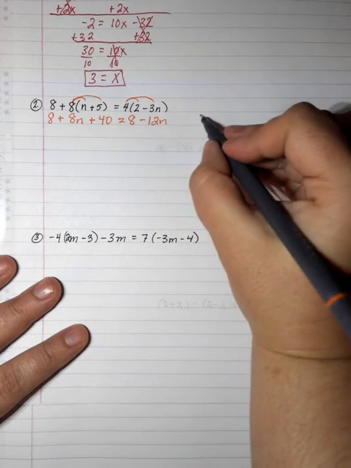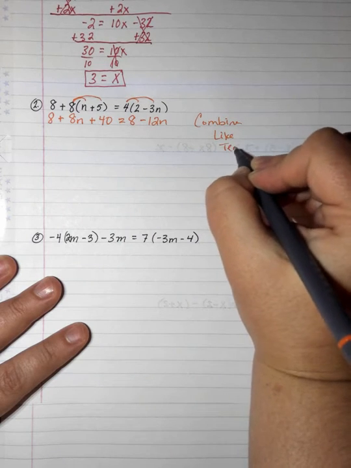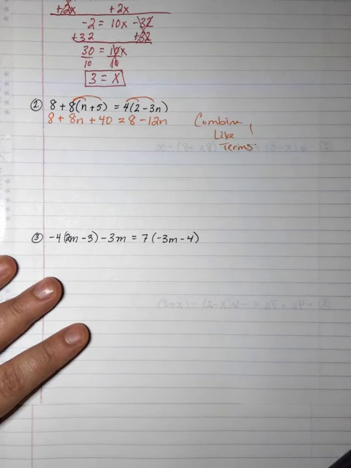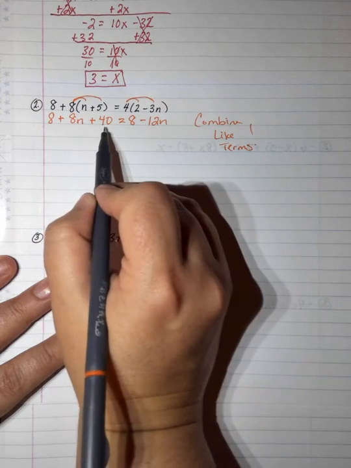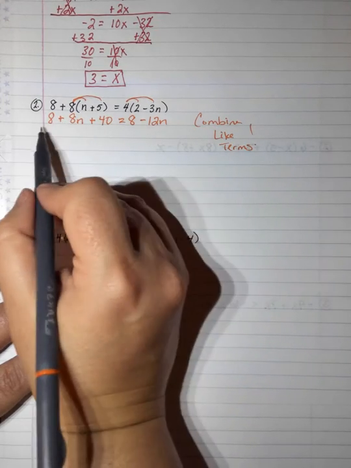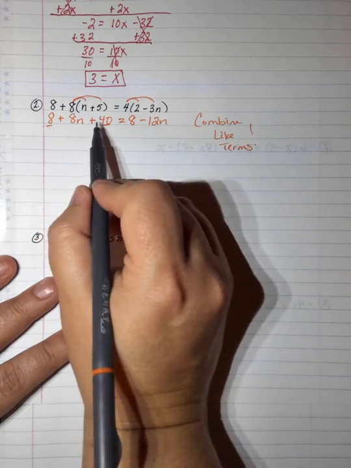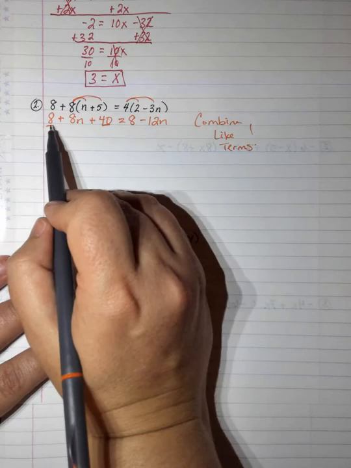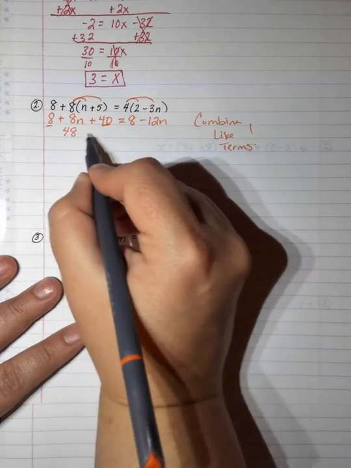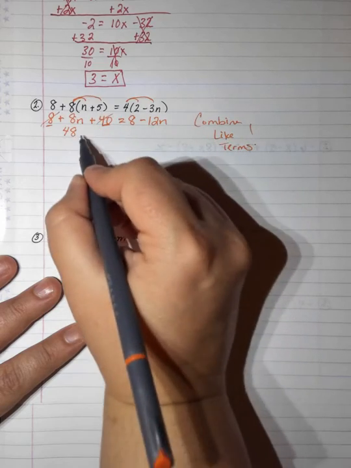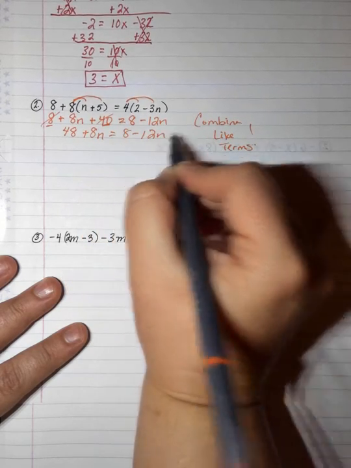Now, once you get here, the key is to always combine like terms. It makes life so much easier. For example, on the left side of my equal sign, I have an 8, an 8n, and a 40. Like terms over here would be my 8 and my 40. They both are numbers without variables. So I do exactly what it says. 8 plus 40. Hey, that's 48. That takes care of both numbers. And it instantly makes my problem smaller.